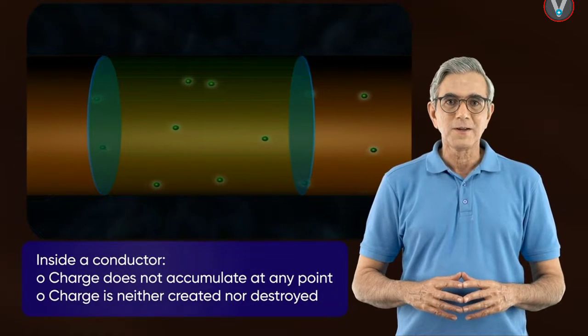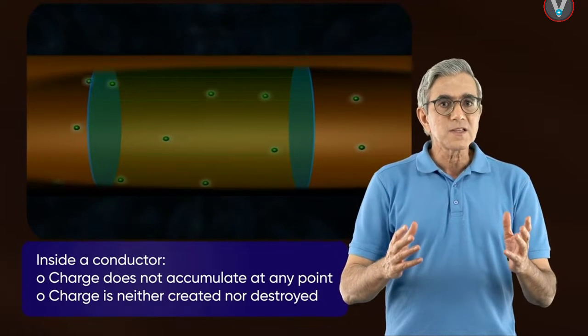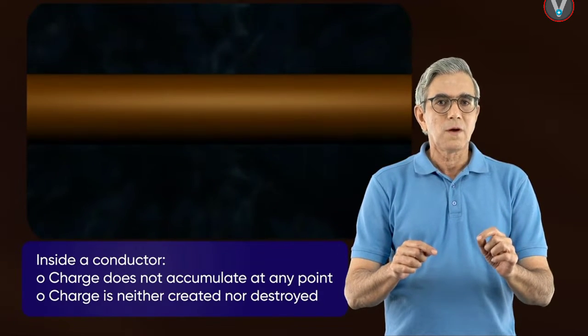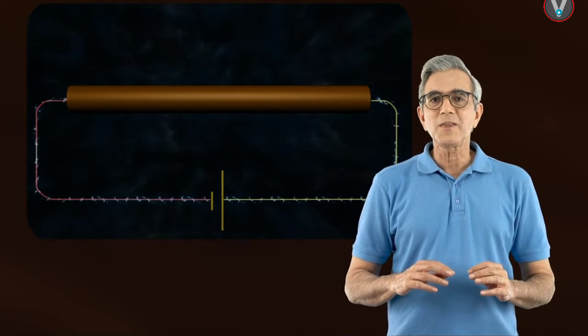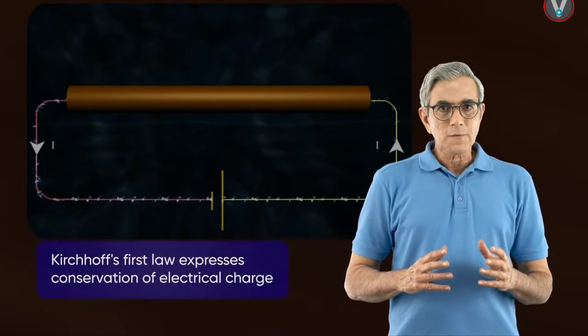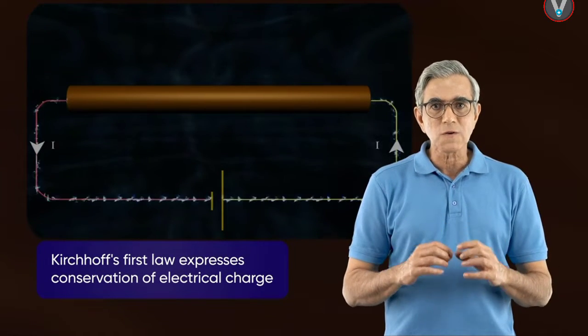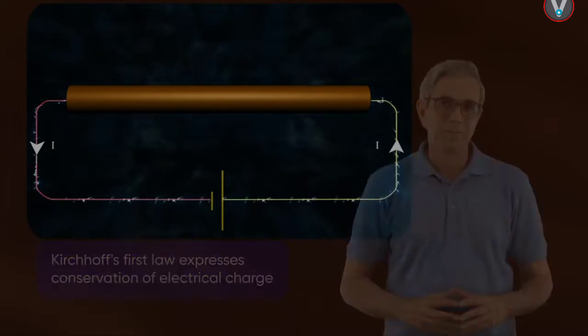Thus, in a conductor, the charge does not accumulate at any point. Neither is it created by itself, nor does it get destroyed. This means that the electrical charge is conserved. Kirchhoff's first law expresses this conservation of electrical charge in a practical and useful way.